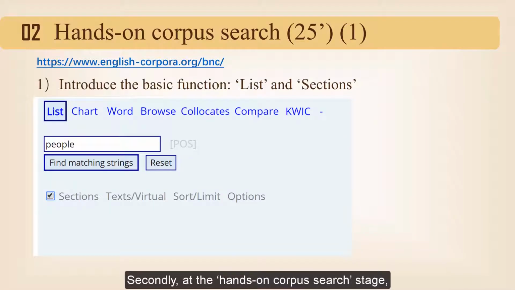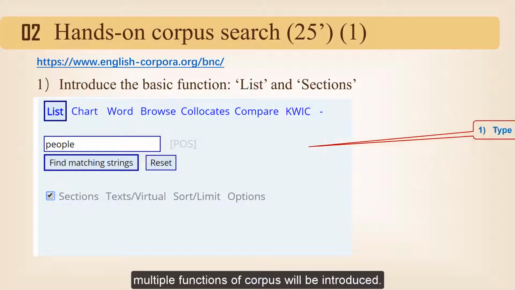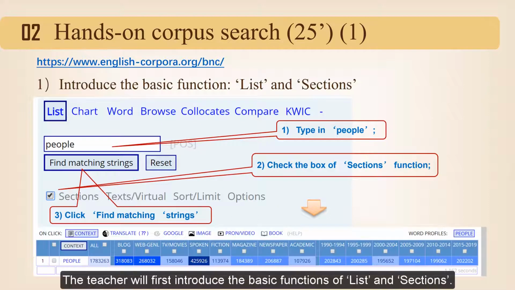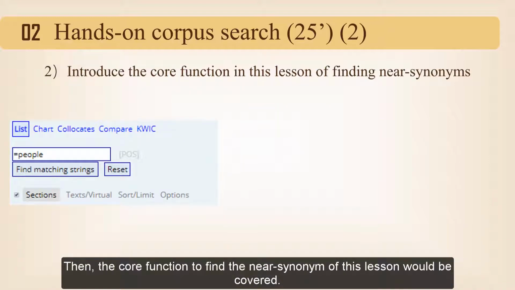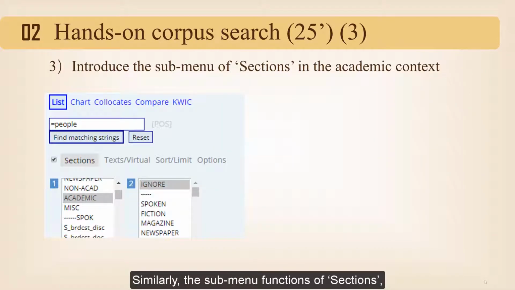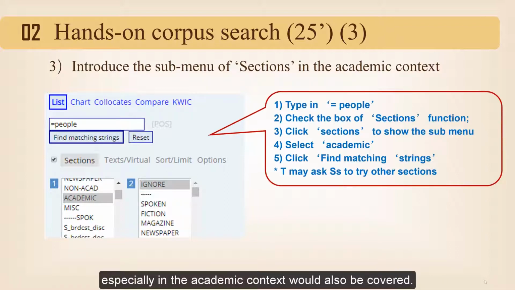Secondly, at the hands-on corpus search stage, multiple functions of the corpus will be introduced. The teacher will first introduce the basic functions of lists and sections. Then, the core functions to find the near synonyms of this lesson will be covered. Similarly, the submenu functions of sections, especially in the academic context, will also be covered.